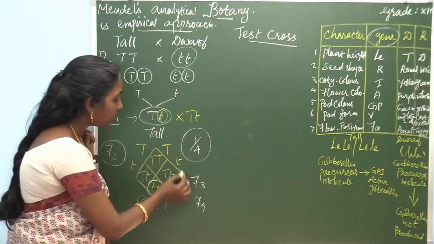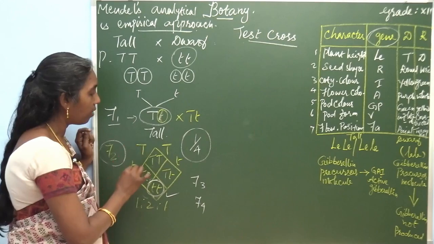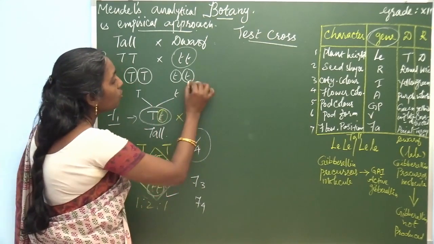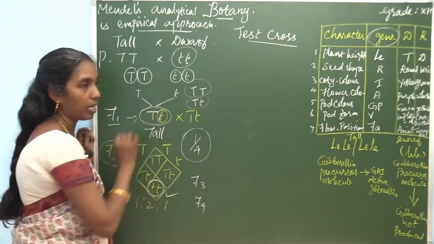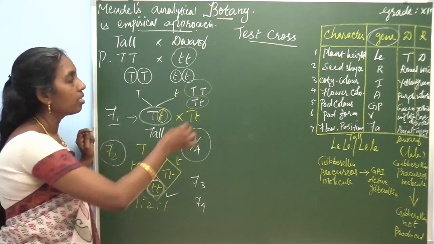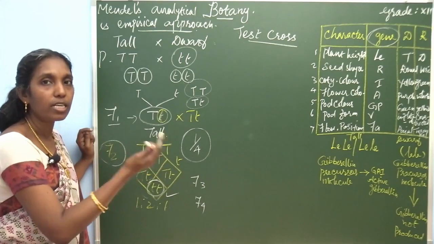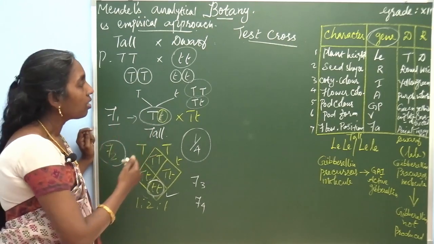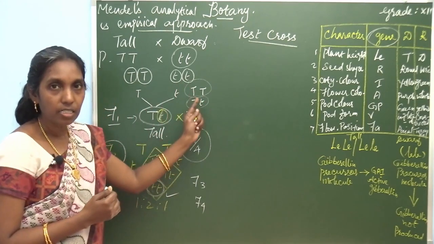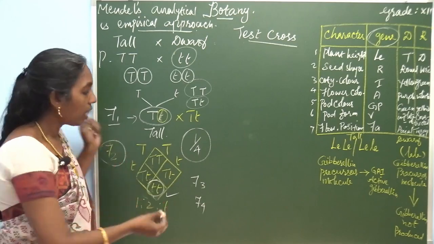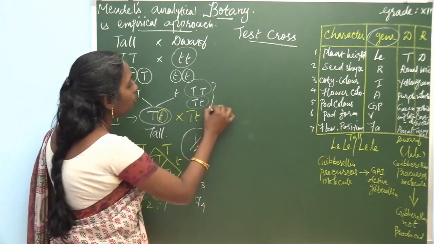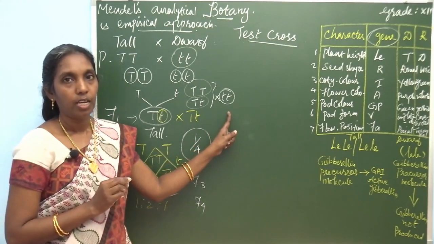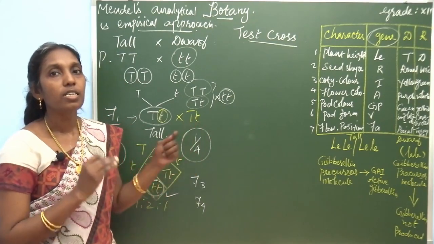But what about the tall plant? Tall will express in the form of either capital T capital T or capital T small t, so it is homozygous as well as heterozygous. How can you predict whether the tall plant is homozygous or heterozygous? To find this out, the unknown parent is crossed with the F2 dwarf, that is, with small t small t, homozygous dwarf. This type of cross is known as a test cross.